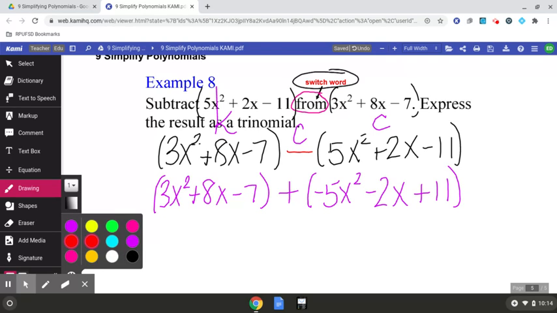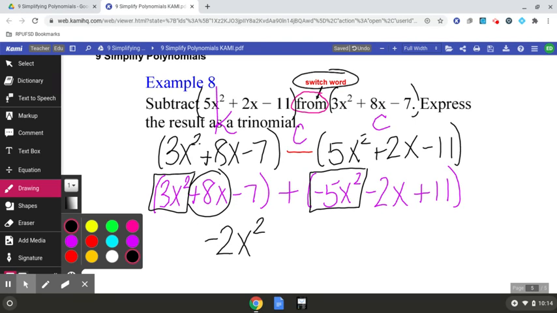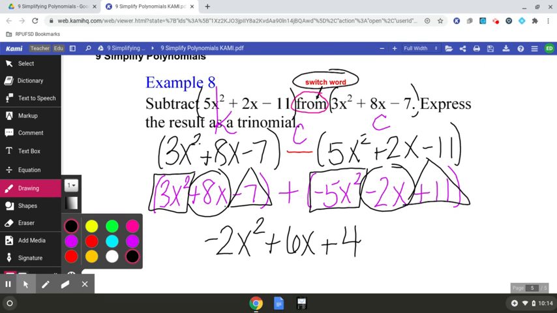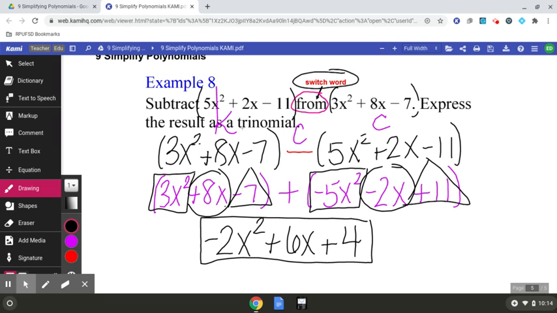Once you're here, now it's just addition. You're going to make sure you write it as a trinomial. We're going to go from highest exponent to lowest. So 3x squared and negative 5x squared would be negative 2x squared. 8x and negative 2x would be a positive 6x. And negative 7 and 11 would be 4. And then this would be your answer. And again, it said express it as a trinomial. Trinomial means 3 terms, which we do have. 1, 2, 3.